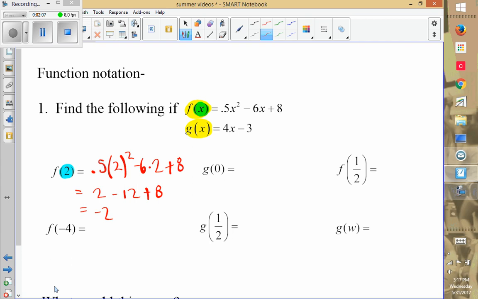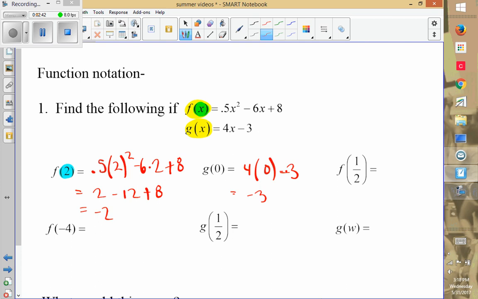What's nice about this is you take a look at the next problem and you see g of 0. That means we are going to plug 0 into the equation called g instead of the equation called f. And it just gives us a better way of labeling equations. You'll start to see problems where you have more than one equation in each problem, and this helps us kind of name them a little bit better. So 4 times 0 is 0 minus 3. You're going to get negative 3.